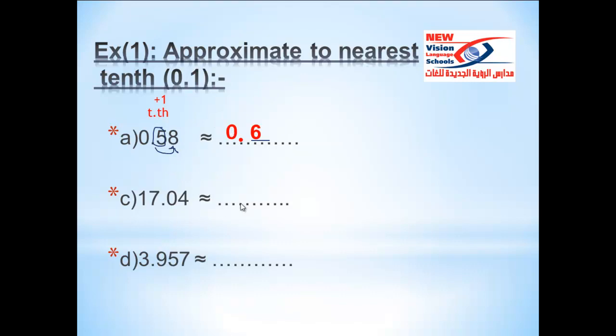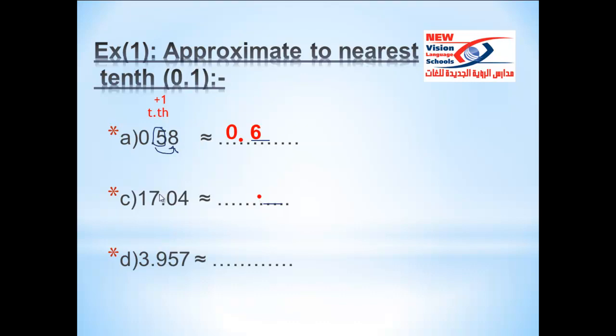Another example. We have here 17.04. You want to approximate it to tenths. First, put your decimal point. Then tenths means you want only one digit after the decimal point. Put one dash to keep its place until we know what number we will write.